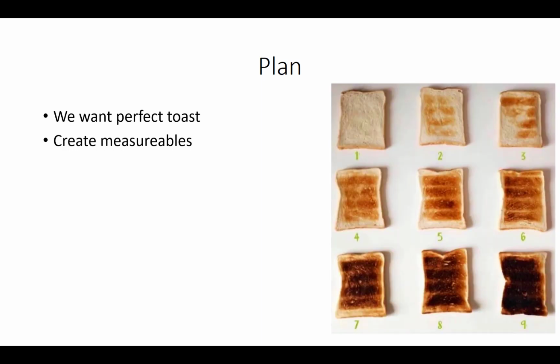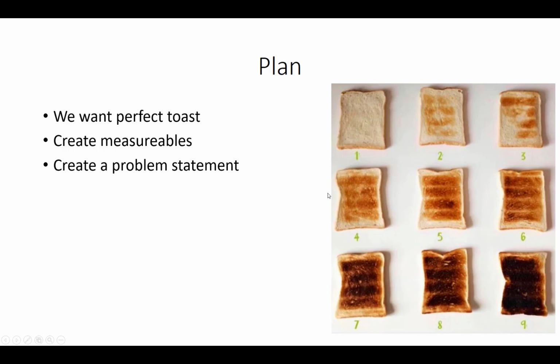So first step, plan. We need to start planning. We want perfect toast, so we need to create our measurables. How do you define perfect toast? This is oftentimes a tough thing to do. We need to quantify things. We need to give it something measurable. How do you quantify perfect toast? Well, we can use some sort of color scale. So let's say that we want our toast to come out as a 4.